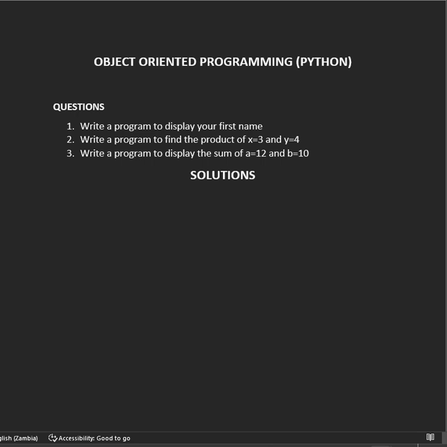Moving on to question number 3. Here we are asked to write a program to display the sum of a equals 12 and b equals 10. So here we have a equals 12, b equals 10. And of course, we've been told to find the sum of a and b. So there is simply a plus b. The sum is achieved using a plus. So there you say print sum. So what we're printing there is the sum.